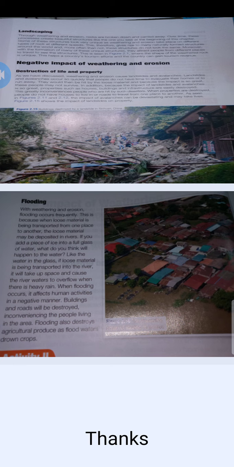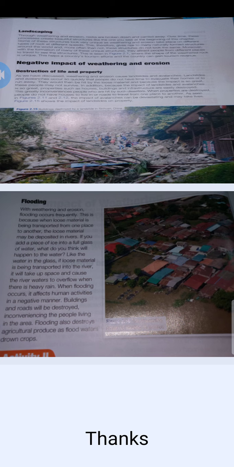Destruction of life and property. Weathering and erosion cause landsliding. Landslides and avalanches occur so quickly that people do not have time to evacuate their homes or to run away. They would then be hit by loose material, and because the impact is so great, these people may not survive.